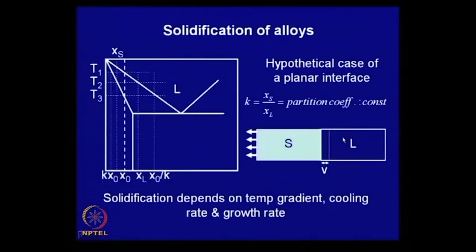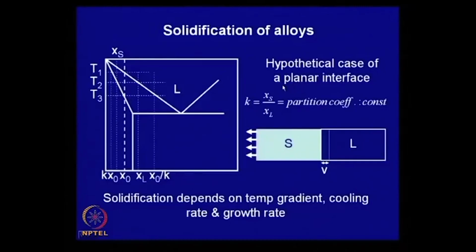Now, let us see what happens if there is some solute present in the liquid. Let us look at the solidification behavior of the terminal solid solution in an eutectic system, and this can be applied anywhere. It can also be extended to isomorphous. In fact, this portion behaves like an isomorphous alloy, and it can be extended to other complex diagrams as well. Now, let us take a hypothetical case.